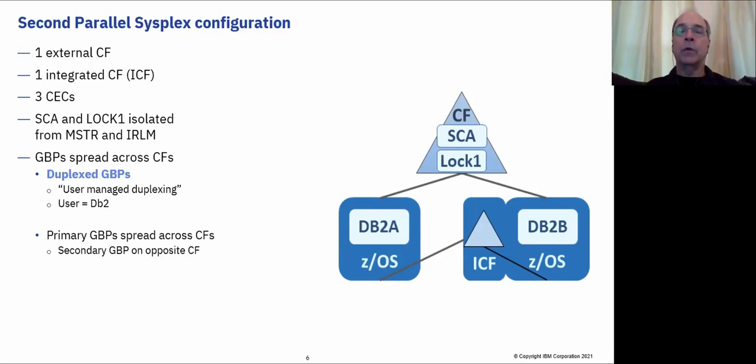We're going to spread the group buffer pools, and at around the time that we introduced integrated coupling facilities, we also introduced duplexed group buffer pools. So this is user-managed duplexing, and the term user really means Db2. So Db2 is writing code to that XCF API to manage how the group buffer pools are allocated, and the primary would be on one of the coupling facility LPARs and the secondary on the other one, and we would balance where the primaries were based on the overall load between the ICF and the external coupling facility.